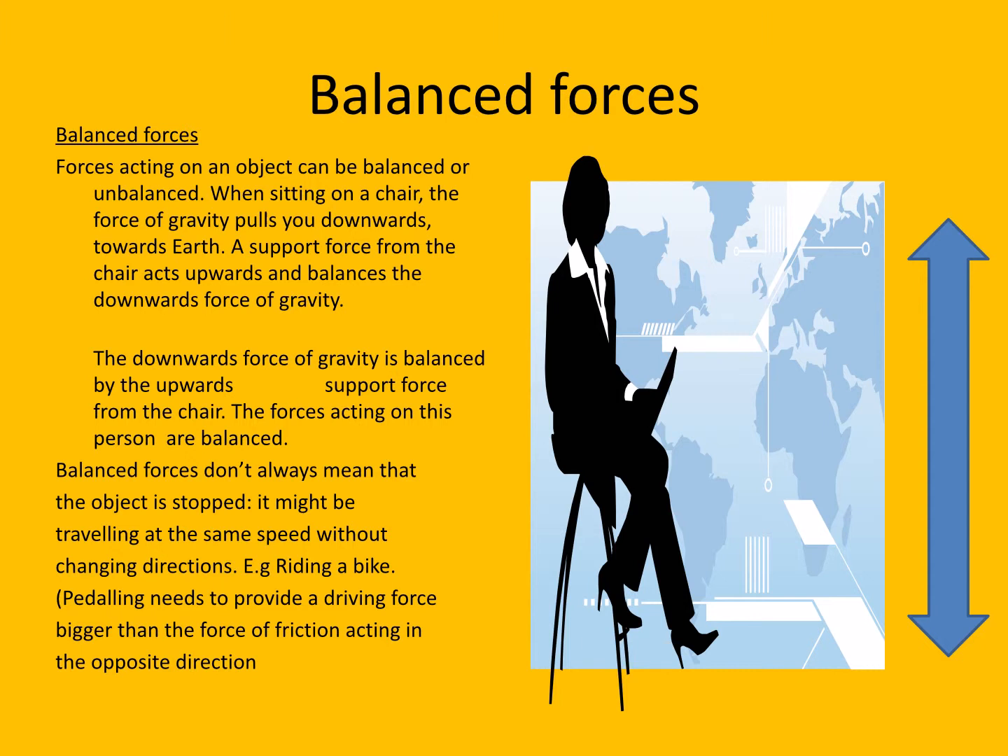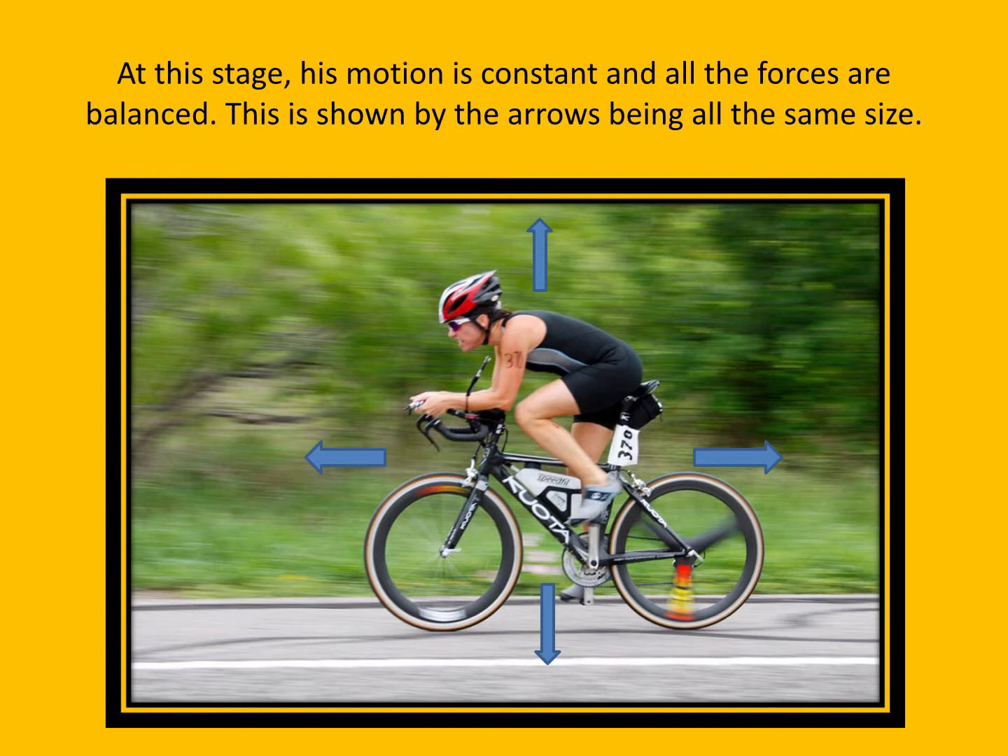Balanced forces don't always mean an object is stopped though. For example, something might be travelling at speed without changing direction. For example, when you're riding a bike and you're just cruising, you're not accelerating, you're not decelerating, you're staying upright, and therefore your forces will be balanced. And you can see that in the next picture here. So if you look at the arrows, every arrow is exactly the same. The up and down forces are the same, and the front and back forces are the same. So therefore, we would say that this cyclist who's in motion is still balanced.